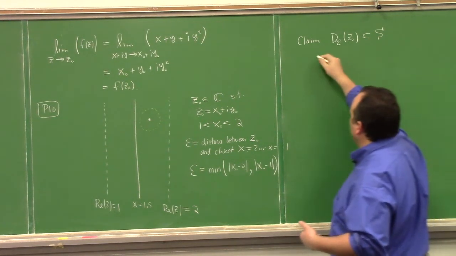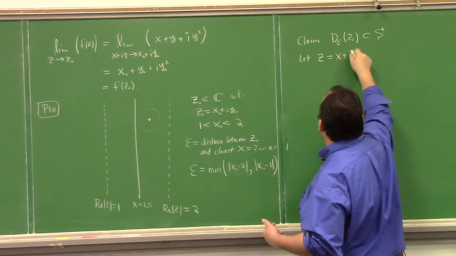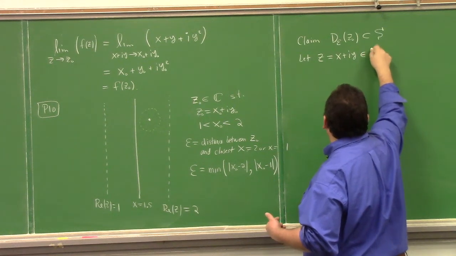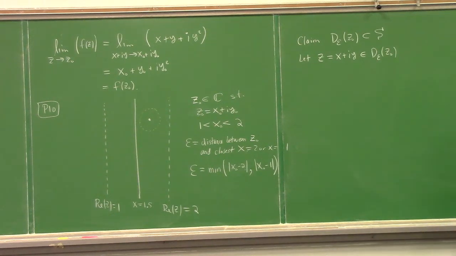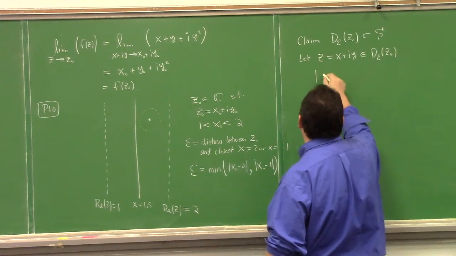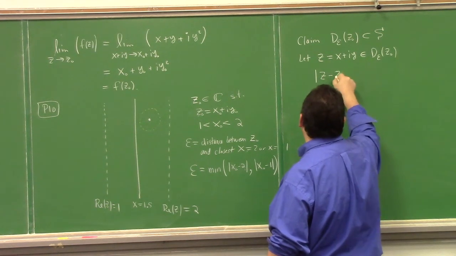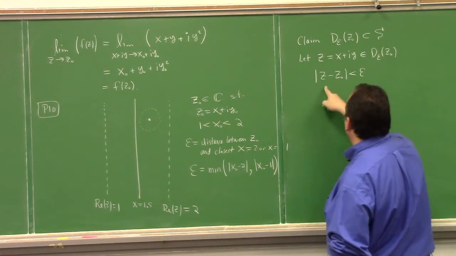So we should let z, let's say equal to x plus iy, be an element of the disk of radius epsilon centered at z naught, where epsilon we've defined according to that right there. But z can't just be any x plus iy. z has to be any x plus iy in that disk. So what does this tell us? This tells us that the modulus of z minus z naught is less than epsilon, right?